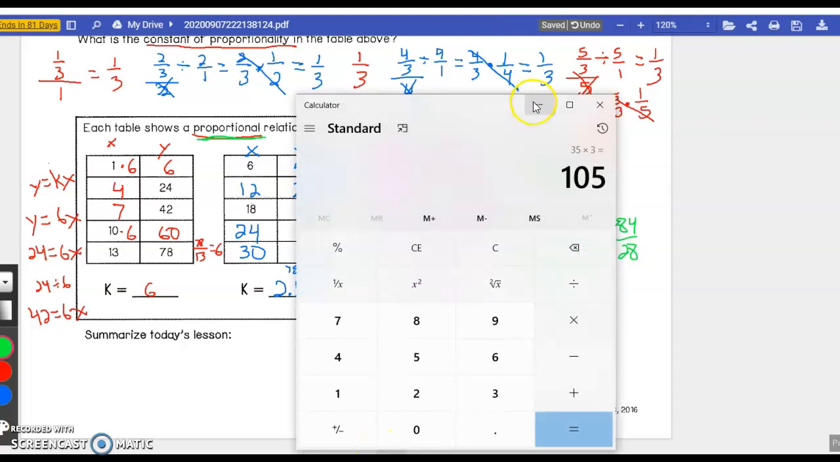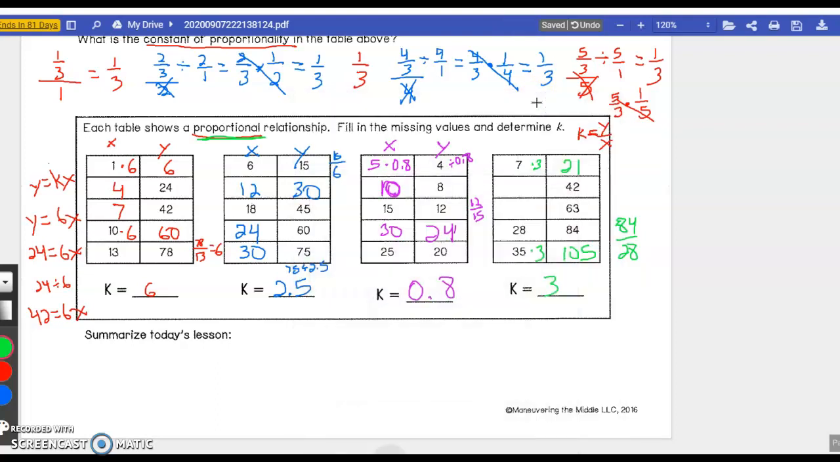Yep. And then to go from y to x, this is where you have to divide. So I'm going to go 42 divided by 3. And when I do that, I get 14. And 63 divided by 3 is 21.